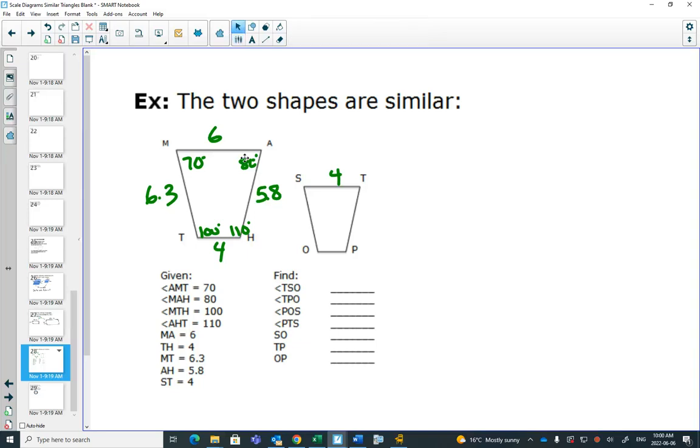Now, we need to find all of these angles, labeling it on here. So whatever we figure out, I'm going to do in blue. Did you figure out that if they're similar, the angles would be the same? So now if I wanted angle TSO, that will be 70. TPO, this one is 110. POS, that one's 100. And PTS, that one is 80.